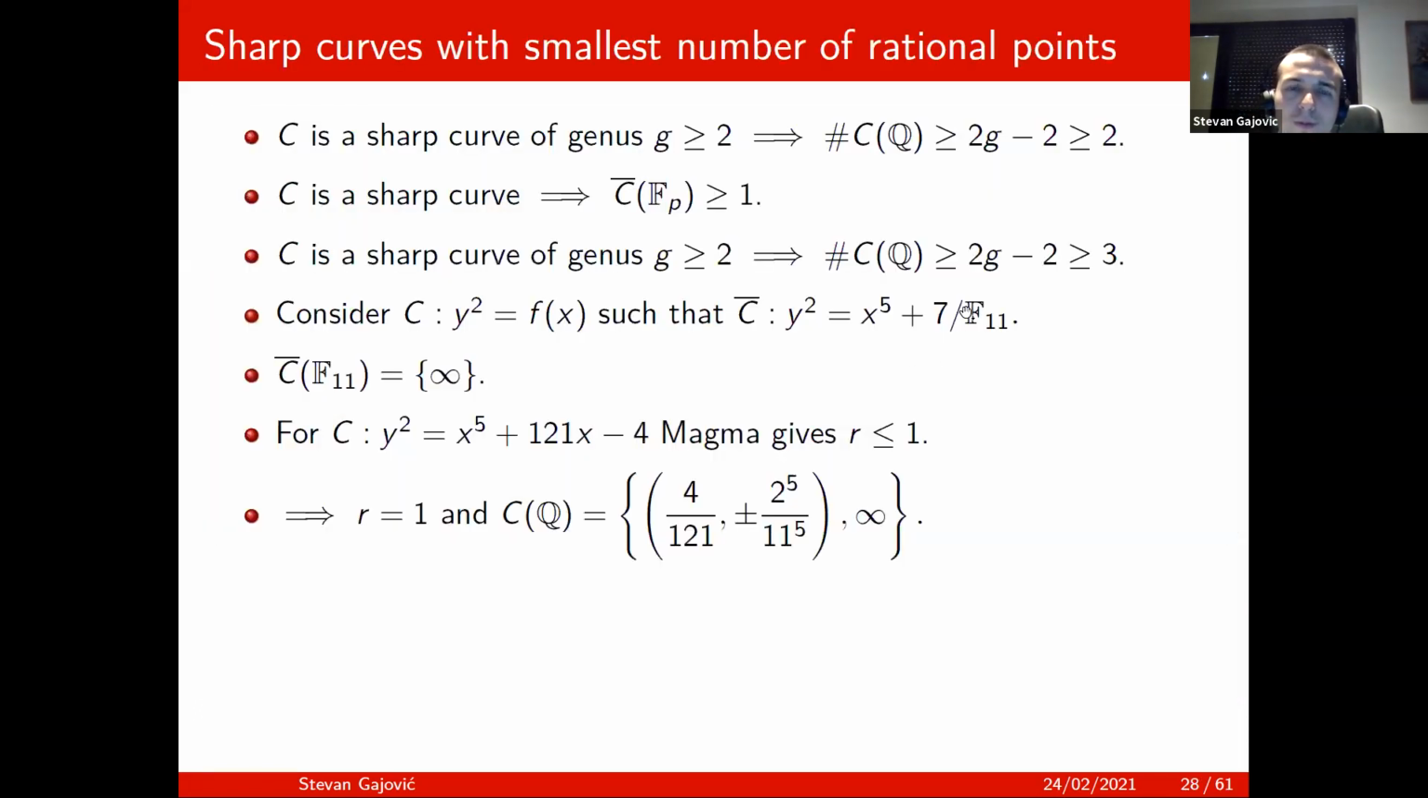And then I wanted to say some examples that attracted my attention. For example, what can be the smallest number of rational points of a sharp curve? If we can maybe be a bit faster, then we can see that the number of rational points will be at least 3. And this is a curve that has exactly 3 rational points, and it is proven by the Chabauty-Coleman method that the set of rational points consists of these 3 points.